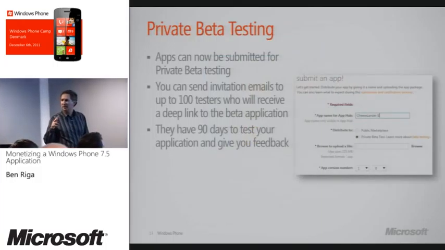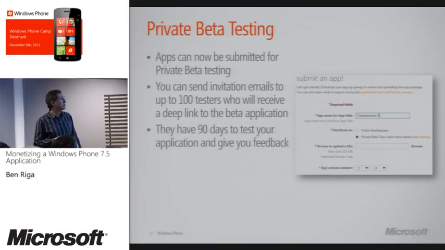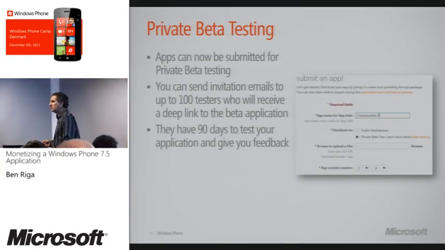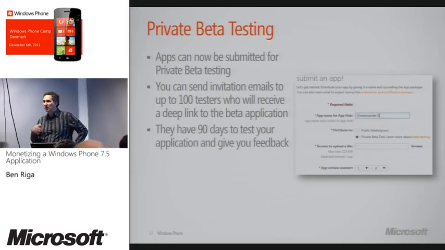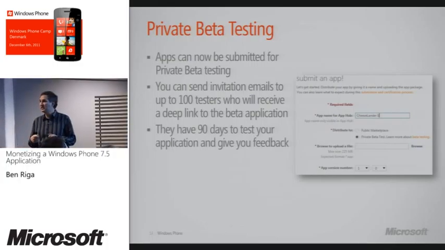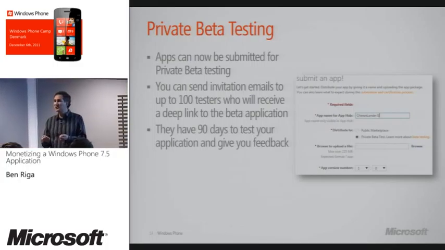We've been talking, I think we've mentioned this a couple of times. There is the ability to do private beta testing. So if you have an application that's not ready for submission, but you want to give it to some users, the way it works is you can have up to 100 users. You need to know their live ID because that's how they get access.